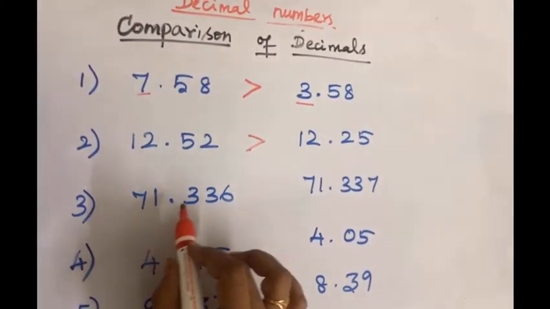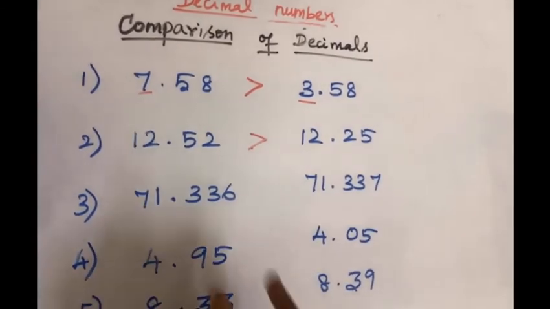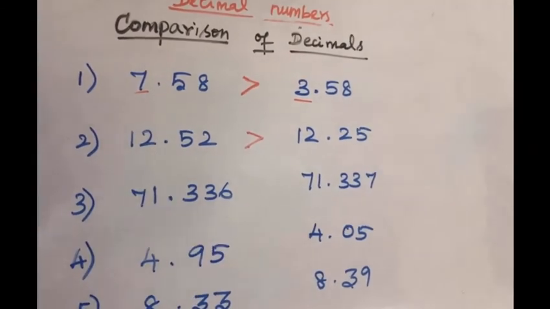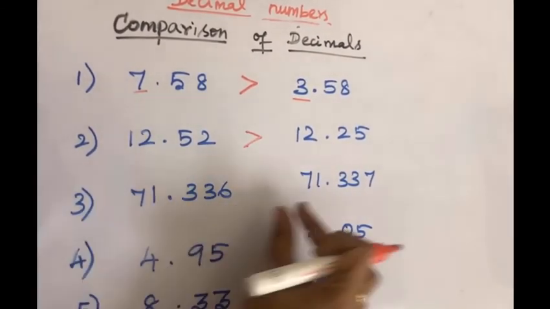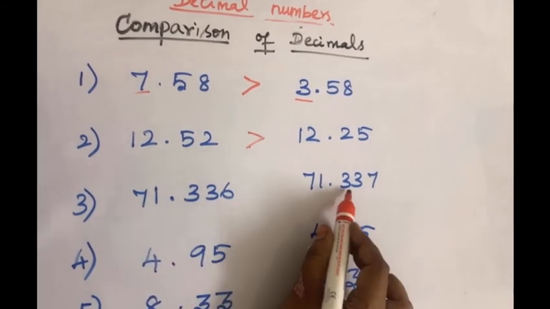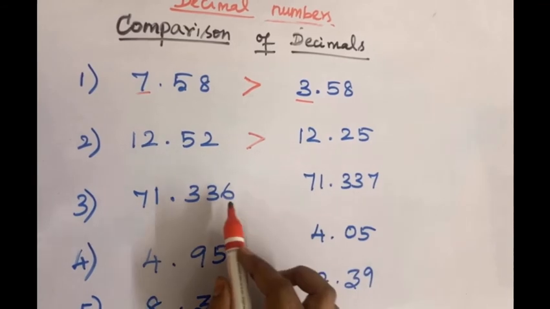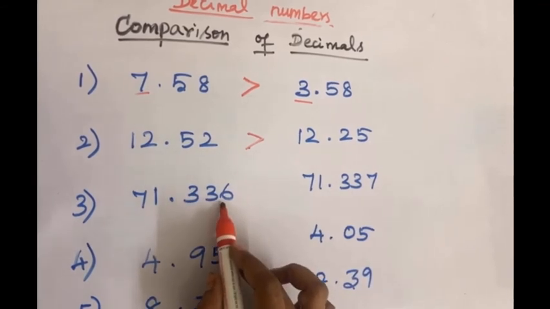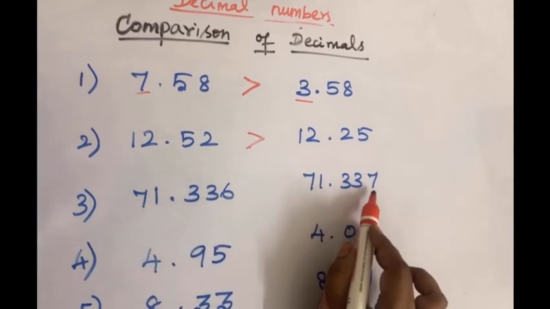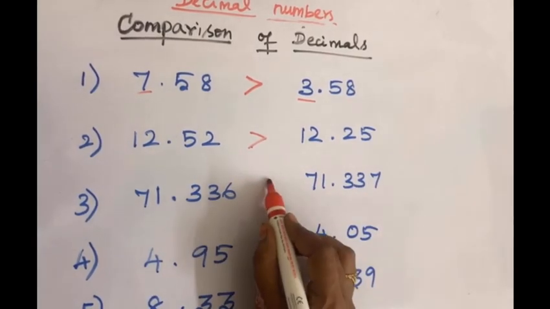Now 71.336 and 71.337. Now compare these two numbers. Here the whole number part 71 is equal. The next first digit, here 3, equal. Again 3, equal. Now in the third place, that means the thousandth place, here it is 6 and here it is 7. So which is greater? This number is greater.